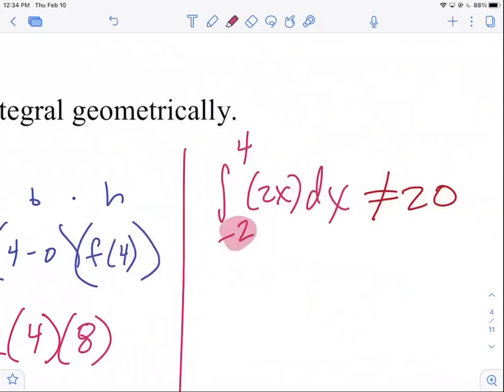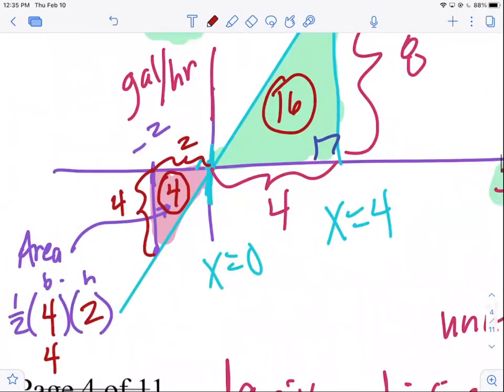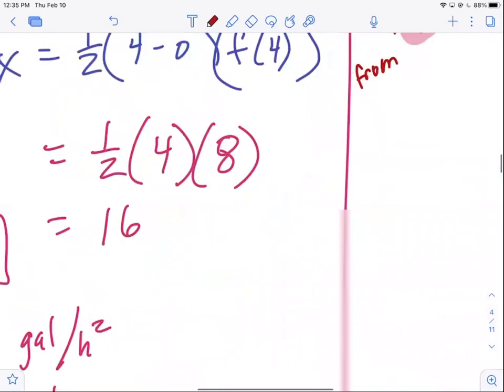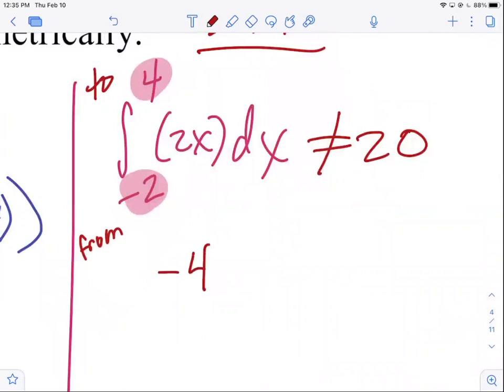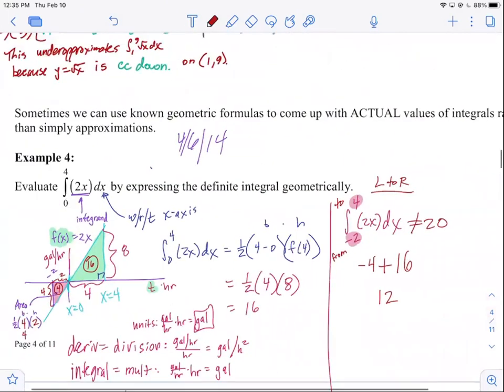So first of all, am I going from left to right or right to left? Left to right, from -2. It's always from -2. So this is left to right. That's important because now everything is going to be as it seems. Negative y values, negative accumulation. Positive y values, positive accumulation. So what would the accumulation be from -2 to 0? -4, right? -4. That's where I assign it the number. So this is -4 plus 16, which equals what? 12, right? So very, very different.